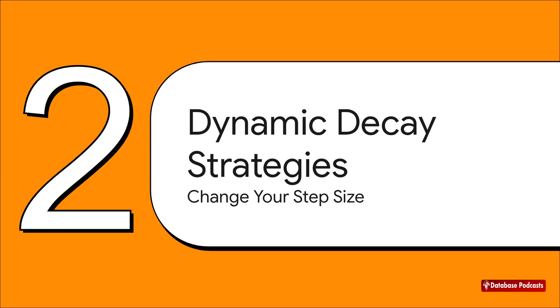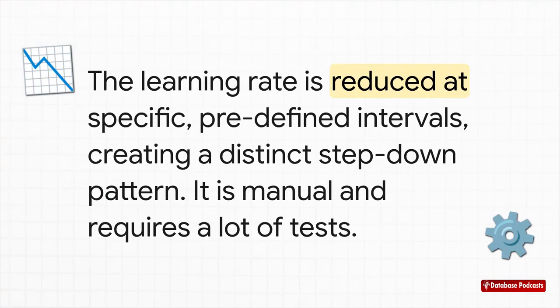The solution? We use what are called dynamic decay strategies. The idea is simple. We start with a higher learning rate, and then, over time, we gradually decrease it. So let's look at a few of the most popular ways to do this. First up, we've got staircase decay. You can think of this one like manually shifting gears in a car.